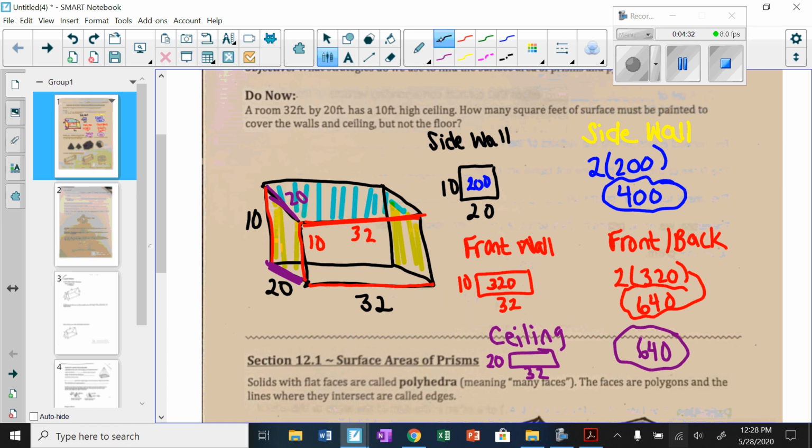And now what are we going to do with all these? We're going to just add them right up. So we are 400 plus 640 plus 640. So the surface area, which I write as SA, is going to be 1,680 feet squared.